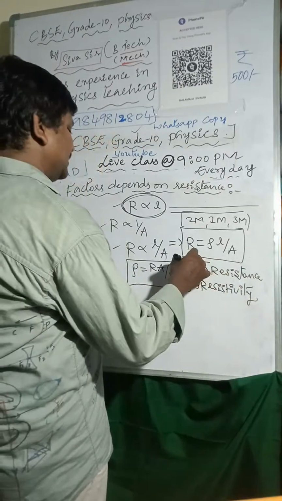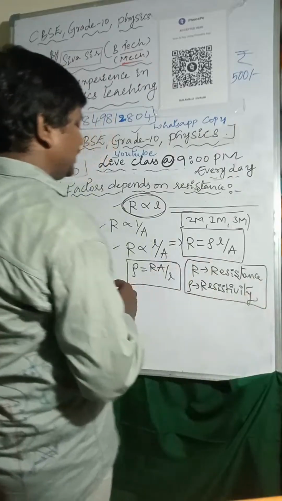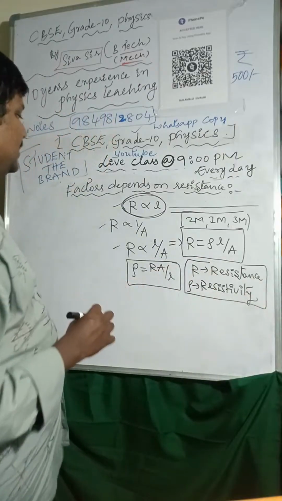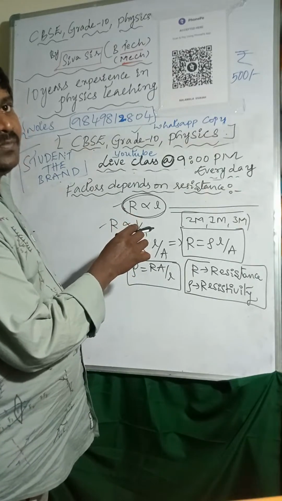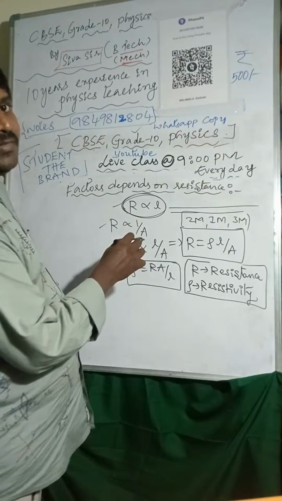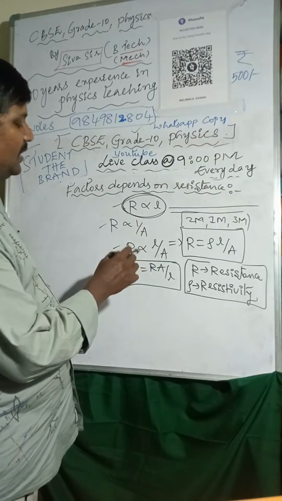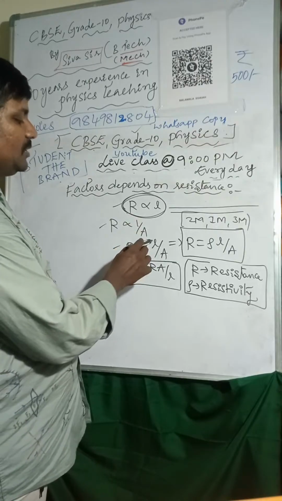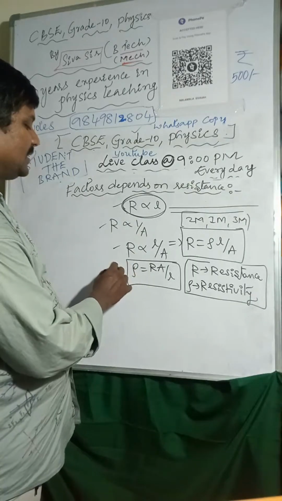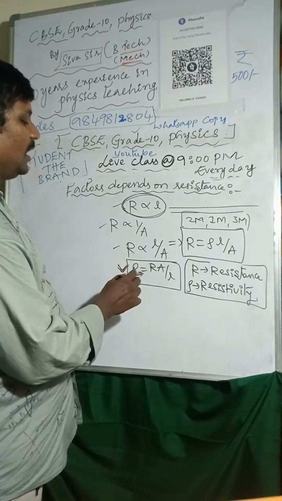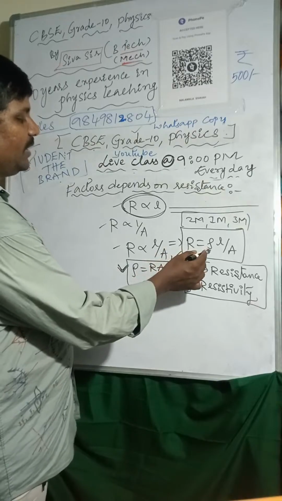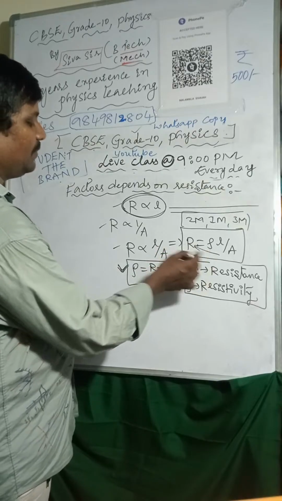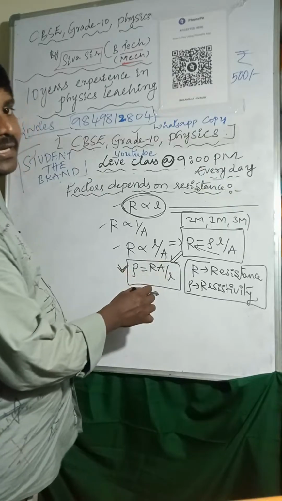Resistivity. R is the resistance, rho is the resistivity. Here I am considering that resistance is directly proportional to the length of the conductor, and resistance is inversely proportional to the area of the conductor. So R is directly proportional to L by A. So from this formula, rho equals RA by L.